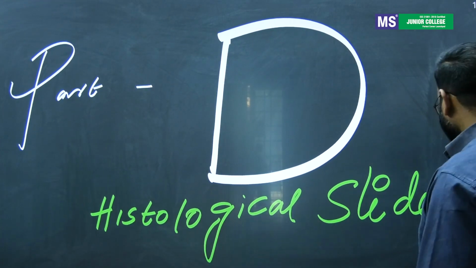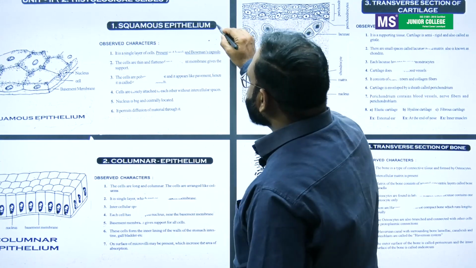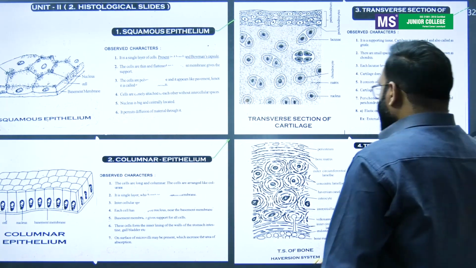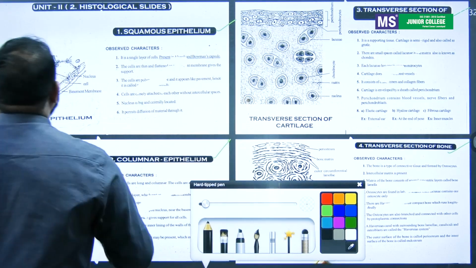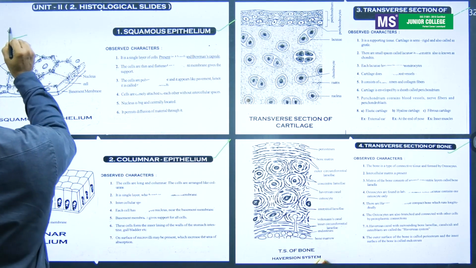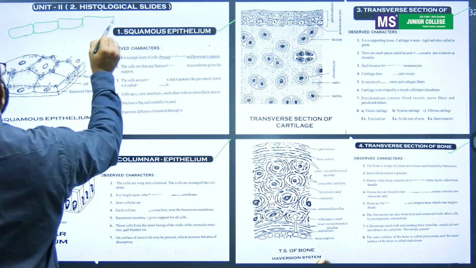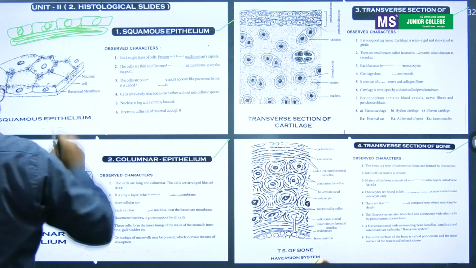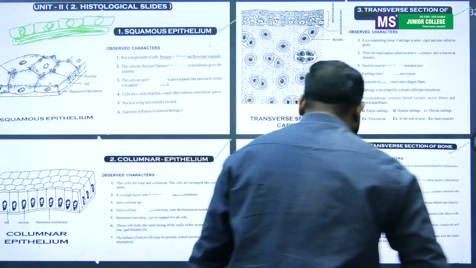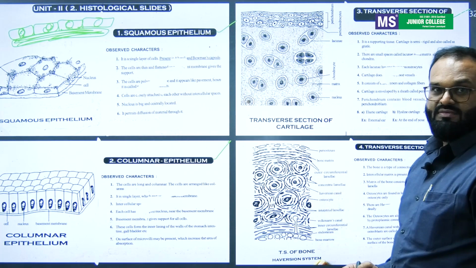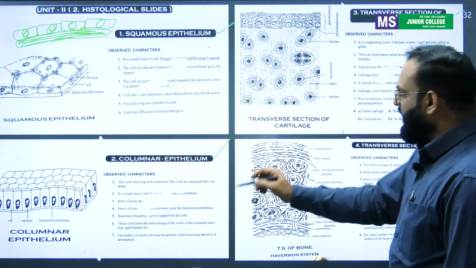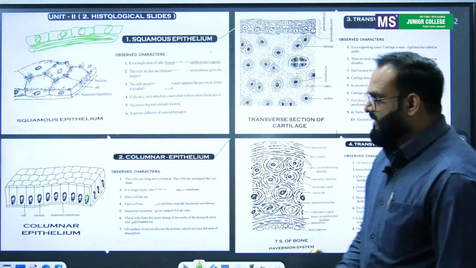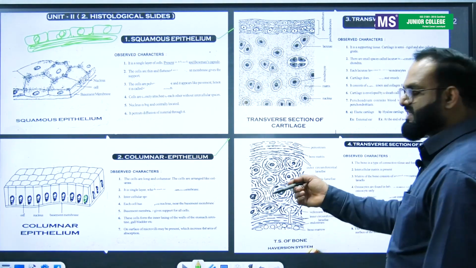Again, in part B, histological slides will be there, students. In that, either squamous epithelium, columnar epithelium, transverse section of cartilage, or TS of bone. You can expect, like in squamous epithelium, you can draw the cells like this, large nucleus, and the cells are laid on basement membrane. In columnar epithelium, the cells are long, slender, nucleus is present, basal. And where is it located?